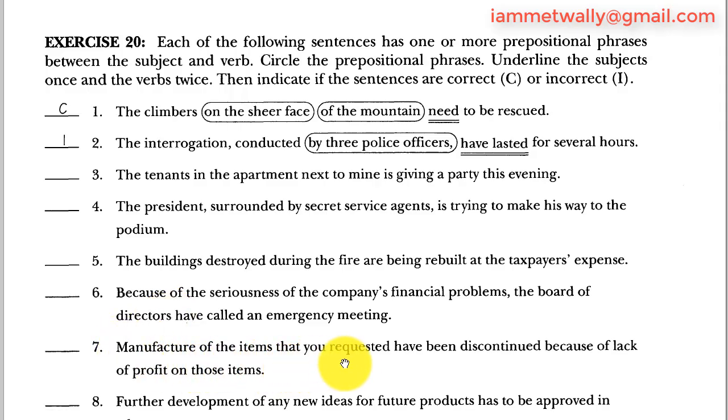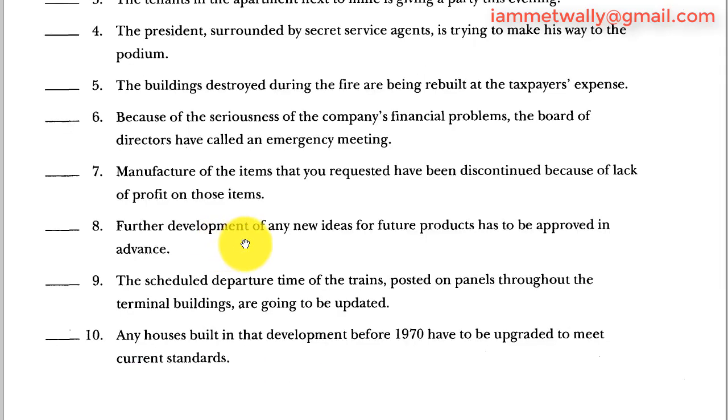7. Manufacture of the item that you requested have been discontinued because of lack of profit on those items. Manufacture is the subject, of the item is the prepositional phrase. That is a connector, you requested is a subject and verb. Have been. What have been? The manufacture have been. So it's incorrect because manufacture is singular, so manufacture has been. 7 is incorrect.